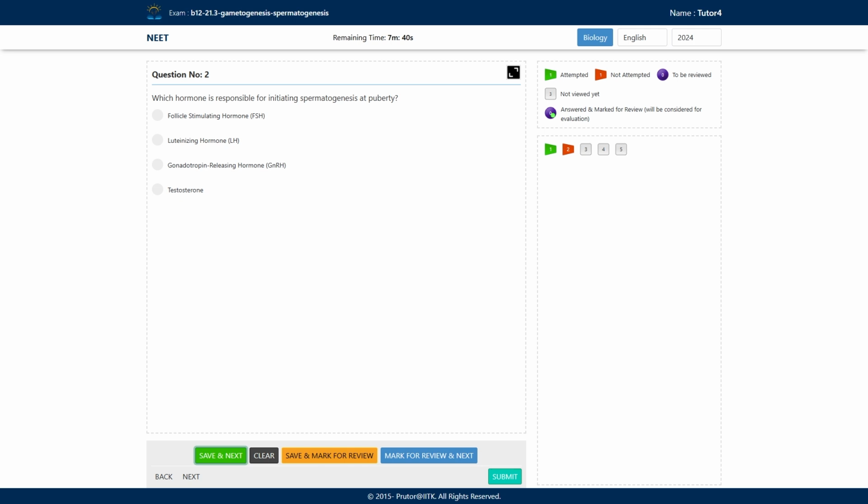Now next, which hormone is responsible for initiating spermatogenesis at puberty? Again, this is a related question. They are asking about initiation of spermatogenesis, and directly asking which hormone. Again, the options are follicle stimulating hormone, luteinizing hormone, gonadotrophic releasing hormone, and testosterone.